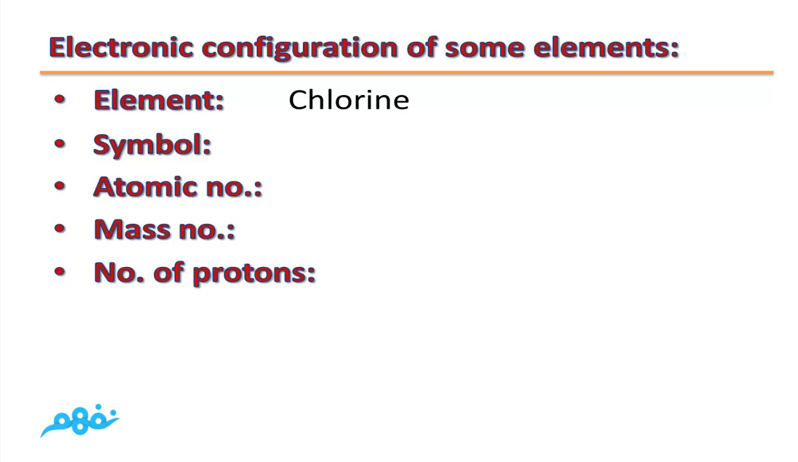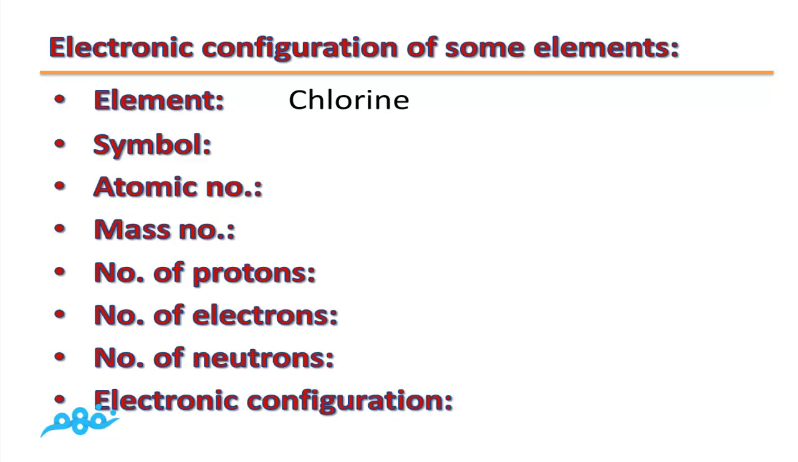The next element is chlorine. The symbol of chlorine is Cl. Its atomic number is equal to 17. Its mass number is equal to 35. Number of protons is equal to 17. Number of electrons is equal to 17. Number of neutrons is equal to mass number minus atomic number, equal 18.